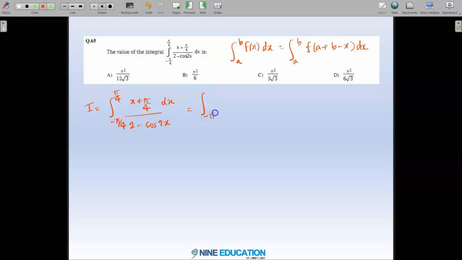So I can write this as the integral from minus pi by 4 to pi by 4 of (minus x plus pi by 4) divided by 2 minus cos 2x. Even if I replace x with minus x, cos 2x will still remain cos 2x itself because cos is an even function. So we have this as the new integral I. Left side looks different, but still the value is I as per this property. So we have this first equation here and second equation here.